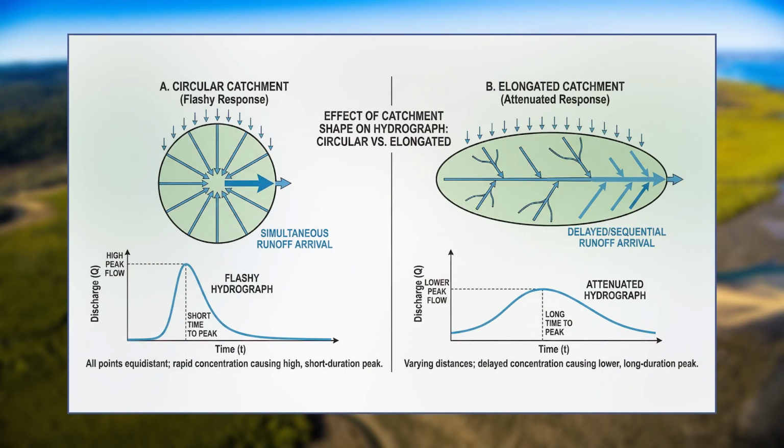The geometry of a basin also determines the runoff flow. In circular catchments, runoff from various points reaches the main channel simultaneously. This causes a rapid high peak flow, often termed as flashy hydrograph.